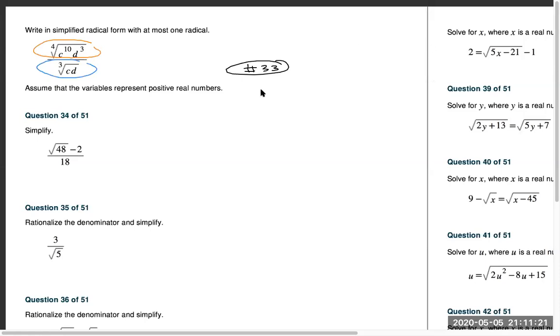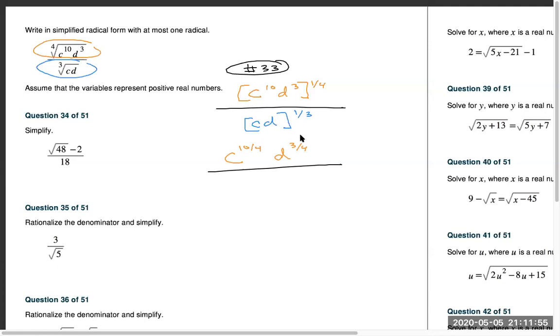So for the top, we have C to the 10th, D to the 3rd. That's all taken to the 1/4 power. In the denominator on the bottom here, we have C, D to the 1/3. Next step, you can separate. That's going to be C to the 10/4, D to the 3/4, divided by C to the 1/3, D to the 1/3.